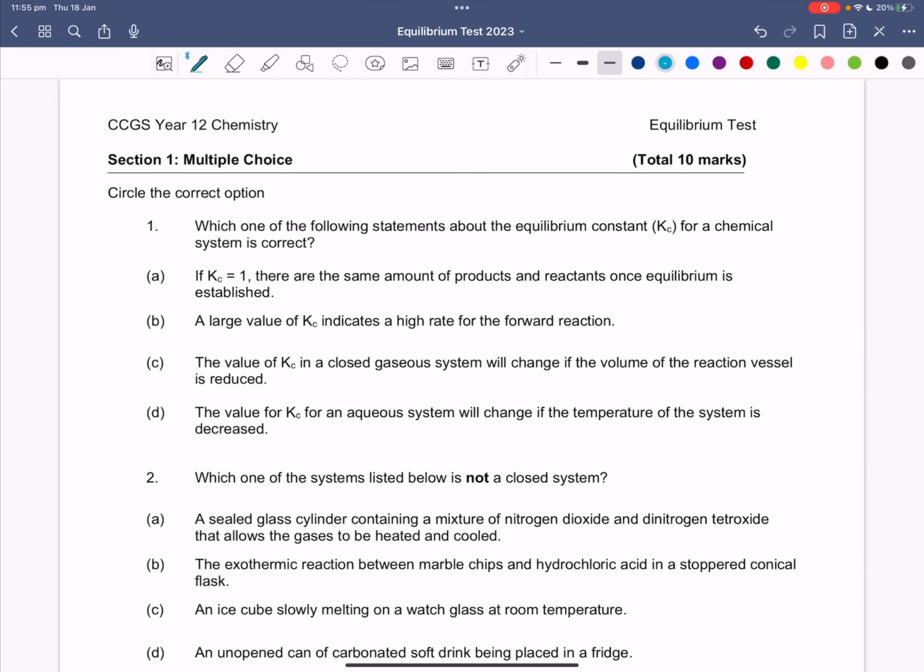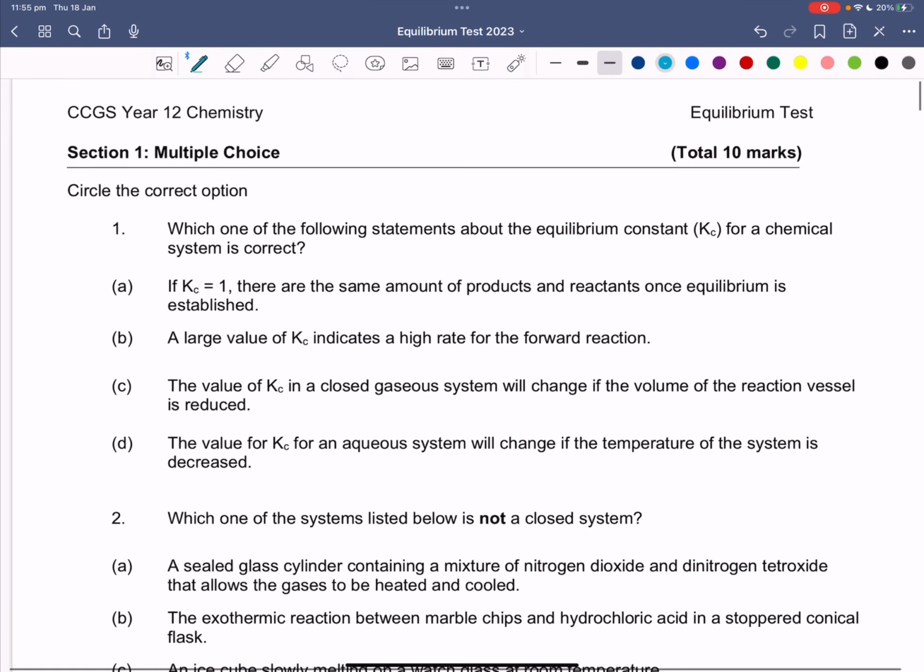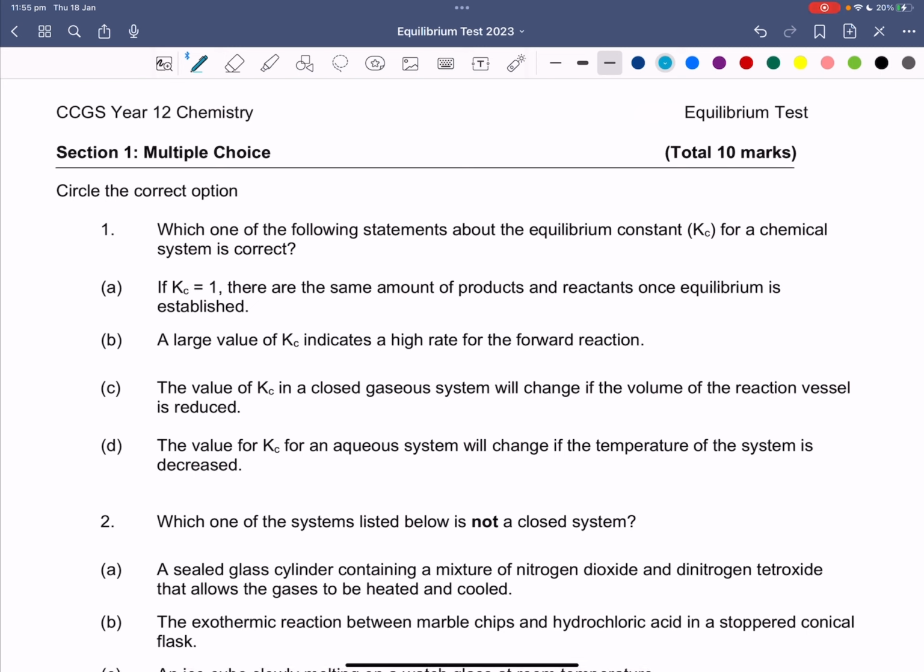Okay, now the equilibrium test, section 1, multi-choice. Question 1, which of the following statements about the equilibrium constant is correct? Okay, so it's all about the equilibrium constant. Sometimes they call it K, sometimes they call it Kc. You don't need to write the C. So, what are things that we should know about K?